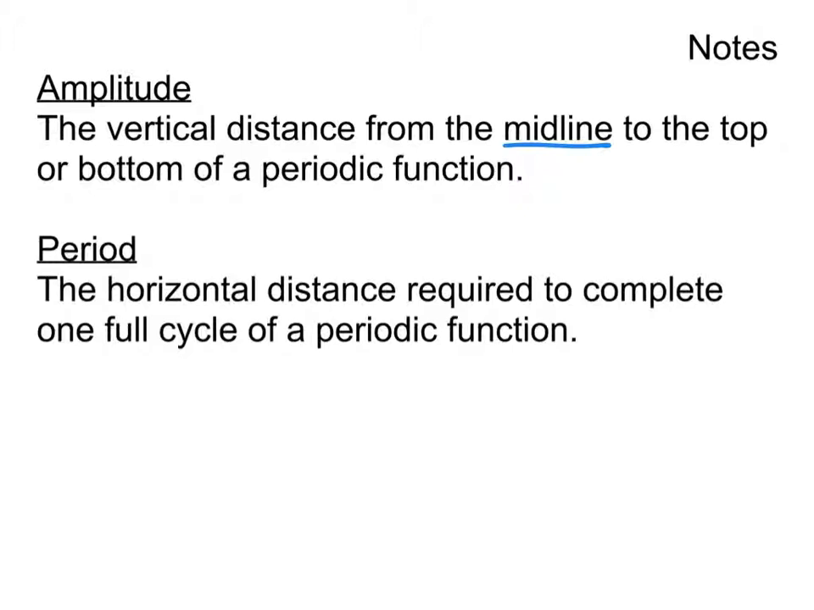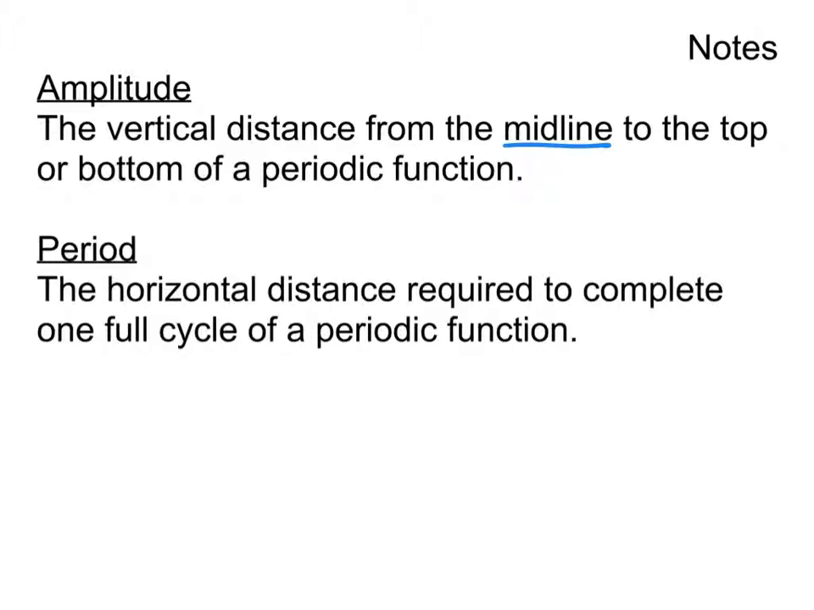Now when we say a periodic function, that's just a function that repeats some pattern as we go along, and hence our cosine graph is periodic because it's just this wave function that just keeps continuing over and over and over again. So the vertical distance from the midline to the top or bottom of a periodic function.